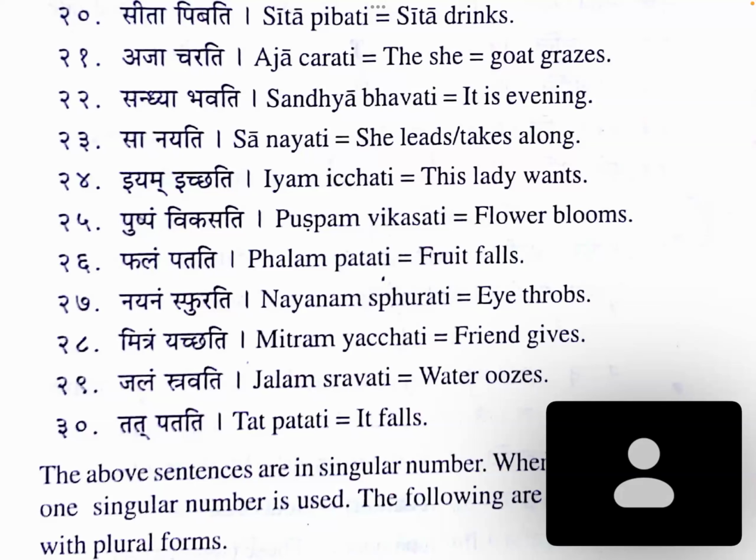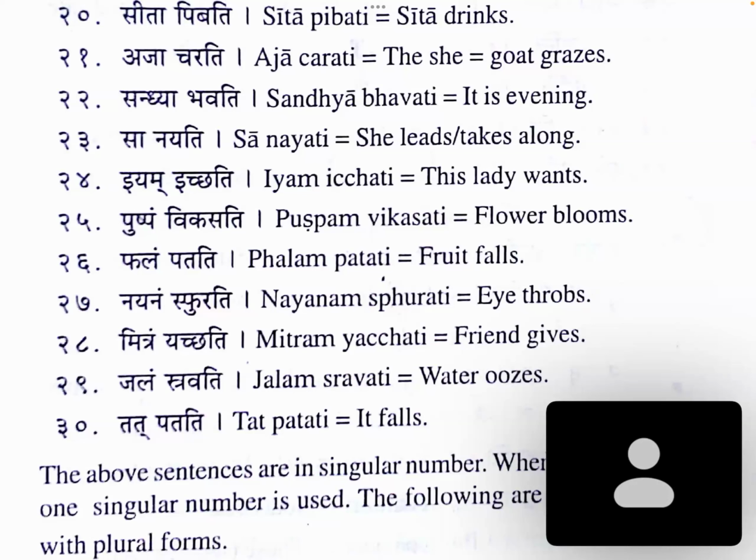Next. Phalam patati. Fruit falls. Patati. There is an anuswaram. So Anuswaram. Phalam patati. What is the meaning? Fruit falls. Yeah. Next. Nayanam sphurati. My eye throbs. It is not spurati, it is ukara. Okay. Sphurati. The eye throbs. Next.